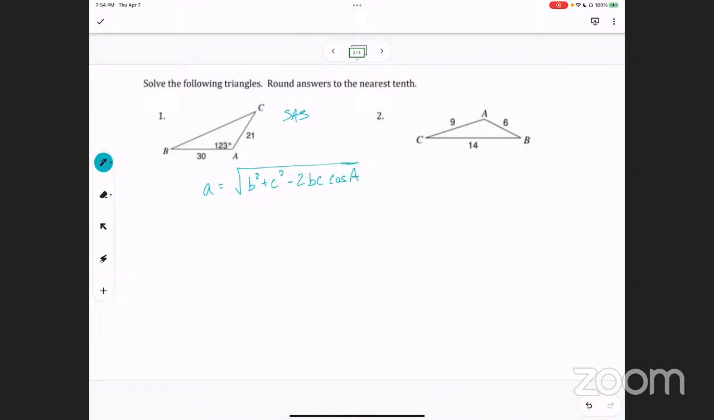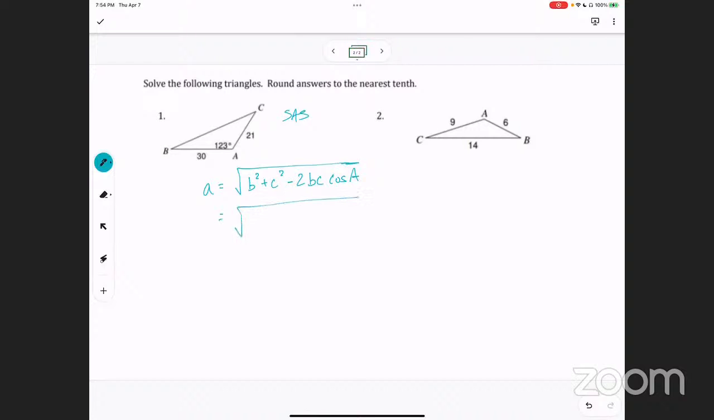I changed the letters so that I wasn't confused. I would suggest just doing that. Whatever you have here is always the angle you're looking for, and these are the other ones, and you're adding the squares. Then you subtract double the product of these other ones, and you multiply that by the cosine.